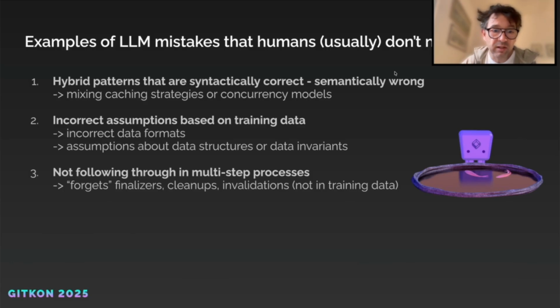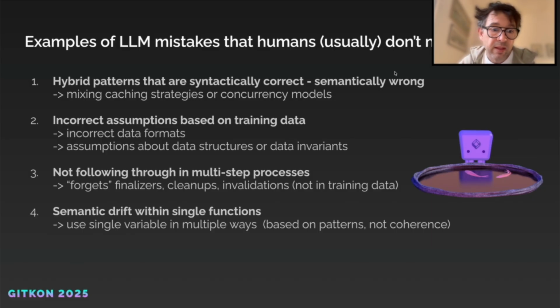They don't do the finalizers at the end or the cleanups or the invalidation of tokens, because that's not always in training data. Those same mistakes could be in the data that they've been trained on. And so it's important to check that an LLM actually follows all the way through. This is not something that humans usually forget, although of course they can.